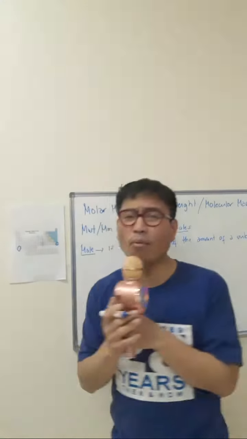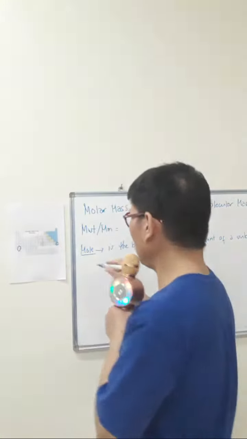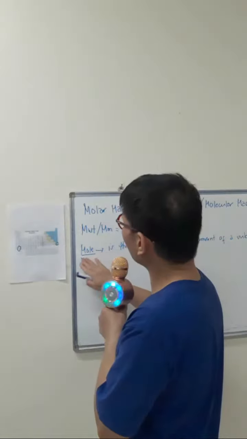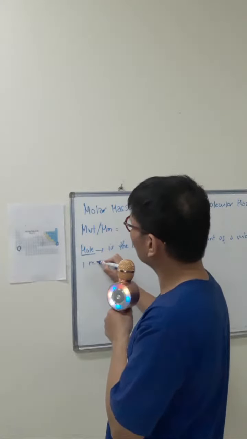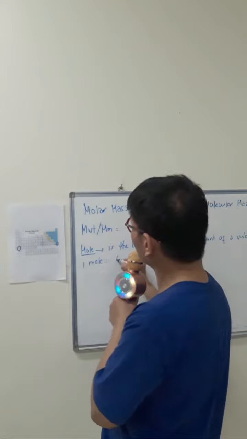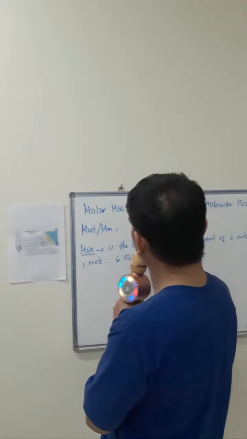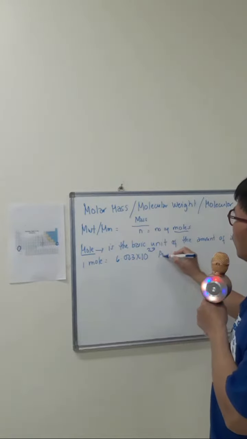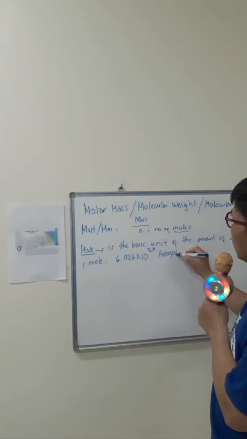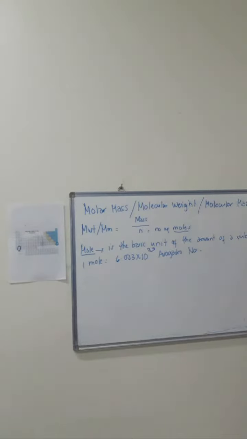What is a molecule? Before going to the molecule, we need to say 1 mole is equal to 6.023 times 10 to the 23. That is the Avogadro number.